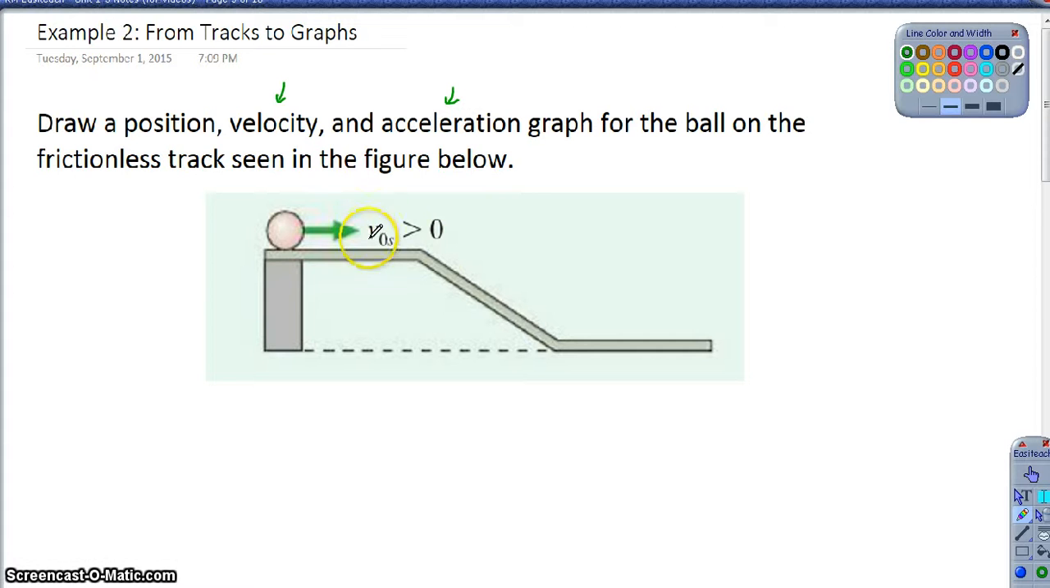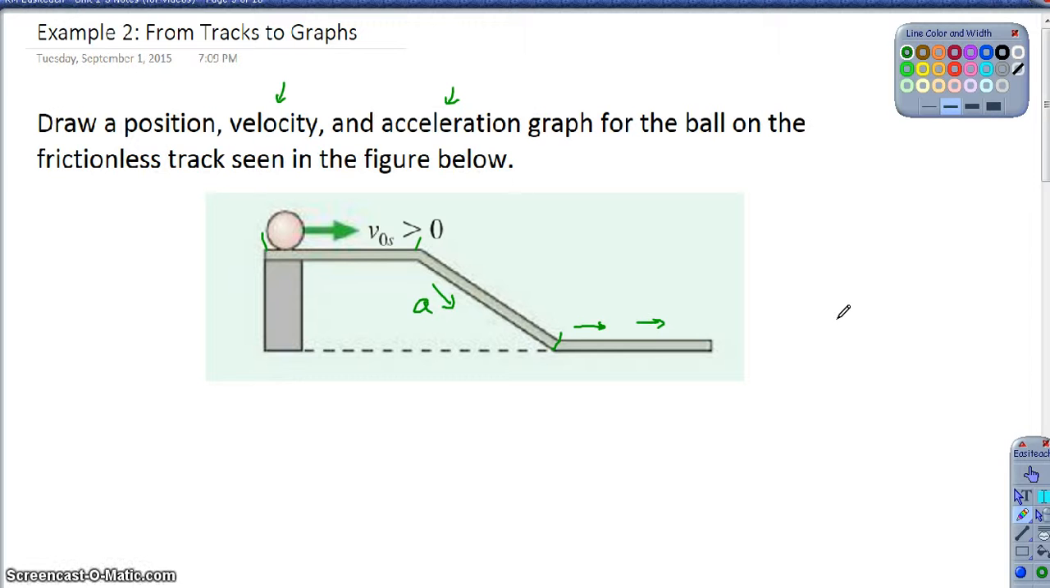But anyway, they give us this situation. They tell us the initial velocity is greater than 0. So what that tells us is we know it has some velocity, right? Well, if it's a frictionless track, if there's no friction, we know that that velocity is going to be constant for that first segment of the track. But then what's the velocity going to do as we go down the ramp? Well, we know we have a constant acceleration down the ramp, so that velocity should steadily increase, and then down here, once it hits the horizontal ramp again, it's not going to accelerate, but it should continue to coast at that new constant velocity.